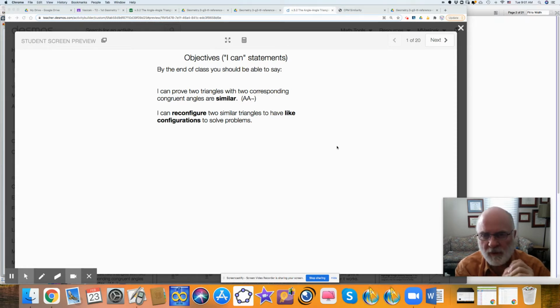The similarity symbol is a tilde, so it's not congruent. It's not a tilde over an equal sign, it's just the tilde. The second objective is to reconfigure two similar triangles to have like configurations so that we can set up our proportions and solve problems.